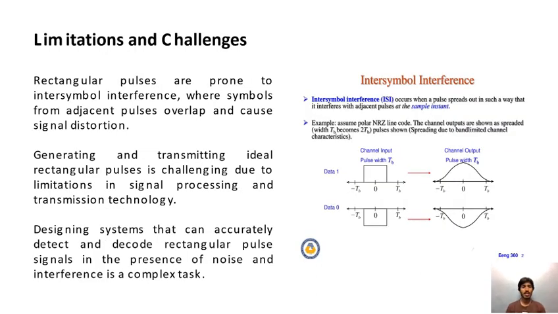Limitations and challenges. Rectangular pulses are prone to intersymbol interference, where symbols from adjacent pulses overlap and cause signal distortion. Generating and transmitting ideal rectangular pulses is challenging due to limitations in signal processing and transmission technology. Designing systems that can accurately detect and decode rectangular pulse signals in the presence of noise and interference is a complex task.